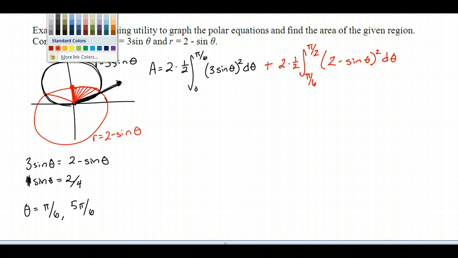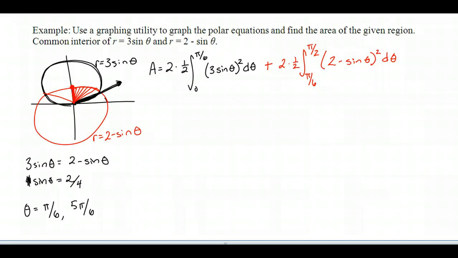So the setup really here is the big thing. Can you set it up? Do you know the 2 parts to it? Do you know where your point of intersection is? For that first part of it, what equation are you using? And so that's what graph are your radial lines ending at if you are looking for your common interior.